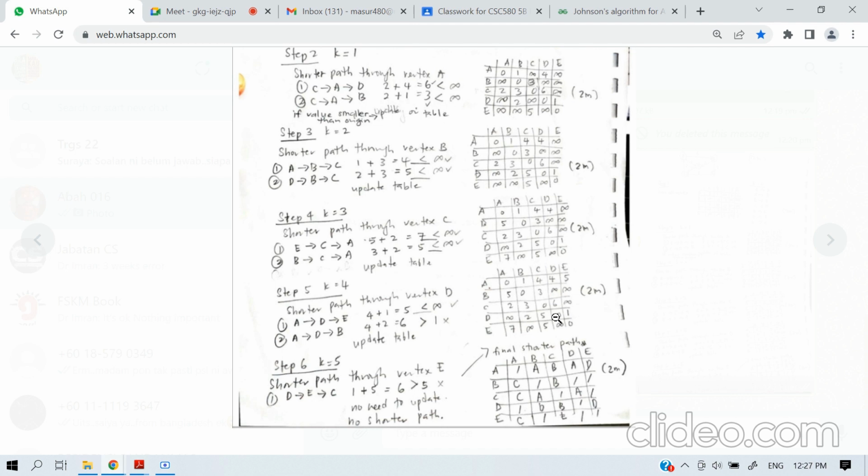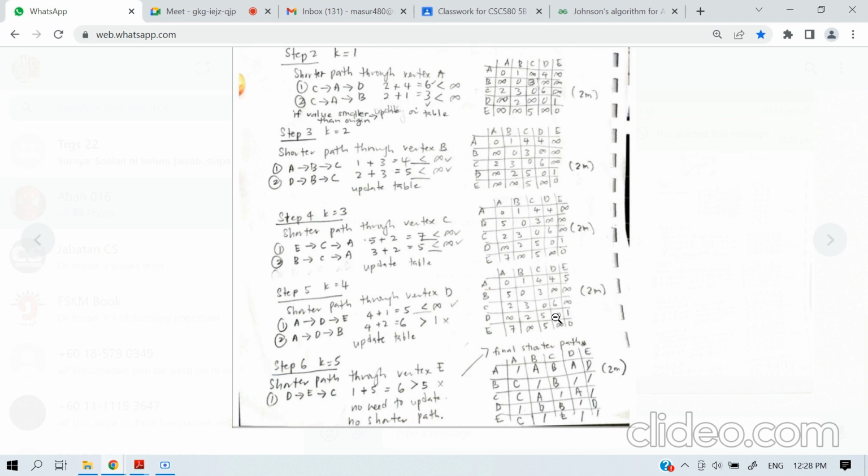So you maintain the value, by looking at the paths that you have identified. Then you proceed to the next one, which is the last one. Step 6, which is K equals 5.